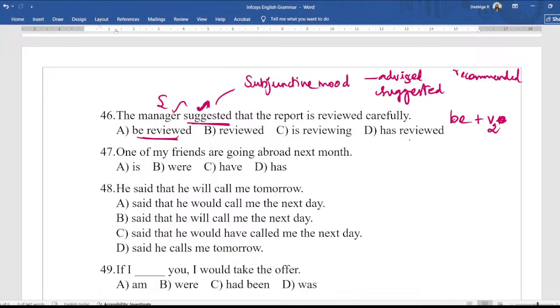One of my friends are going abroad next month. So here it should be going to, but still, I already told you, you're talking about one of these friends. So this should be singular. The answer would be is.